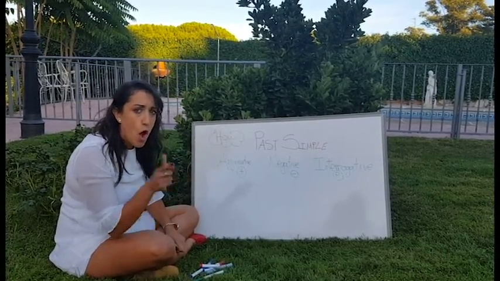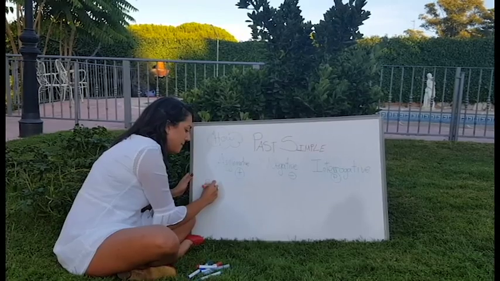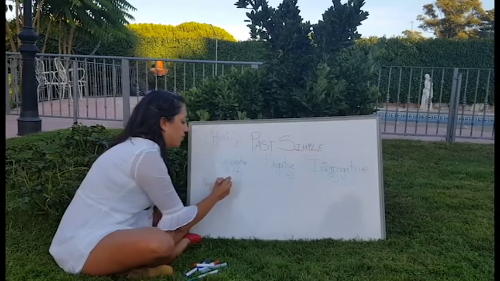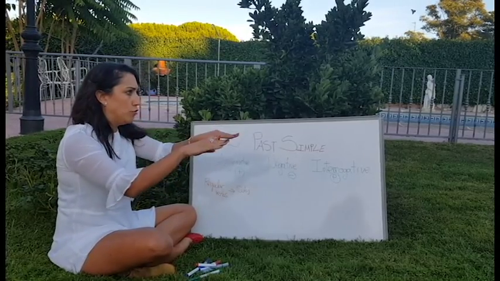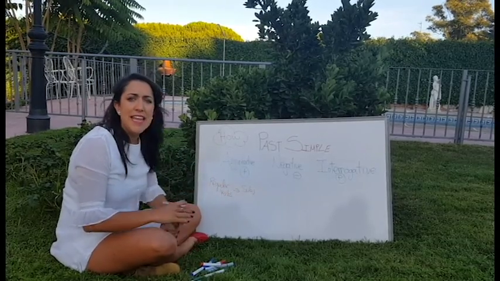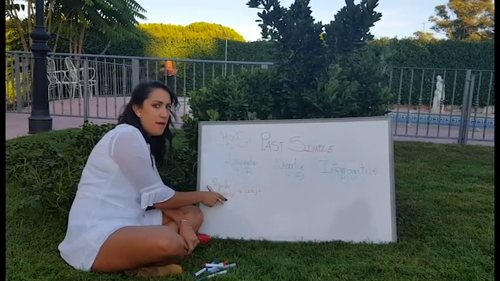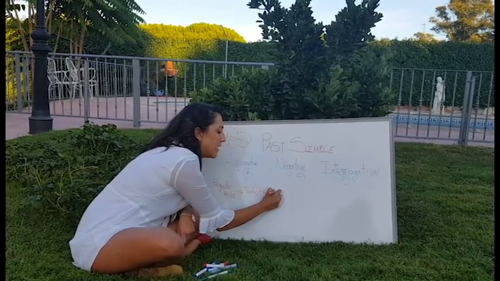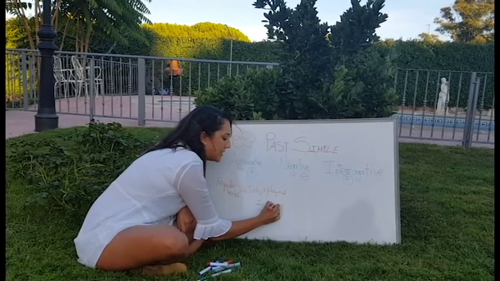To start with the affirmative, we have to bear in mind that the verbs, if they are regular verbs, we need to add the subject, and it doesn't matter if it is I, you, they, we, he, she, it, because after the subject we need to add the regular verb, for example, play, plus ed. So, an example, I played.